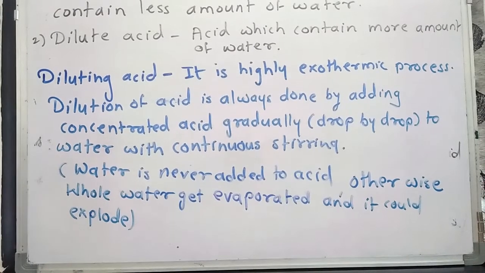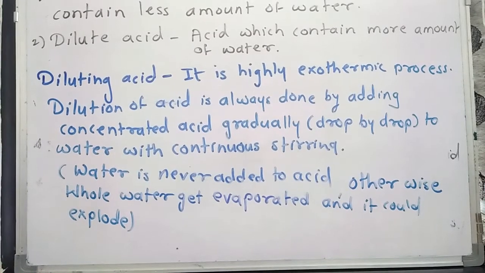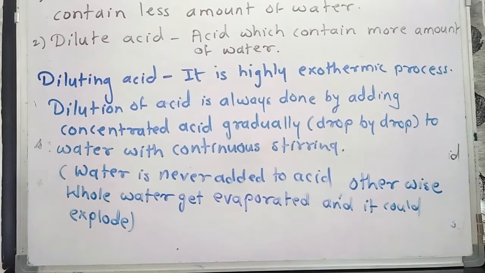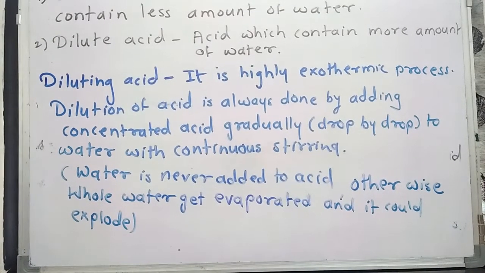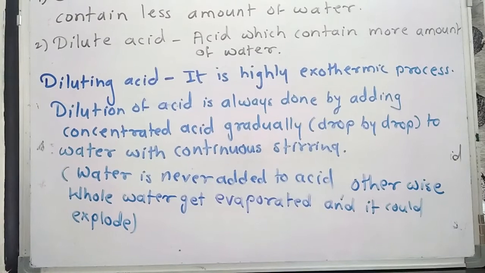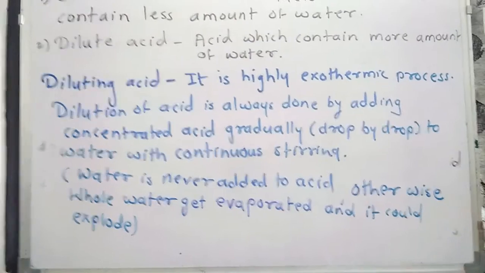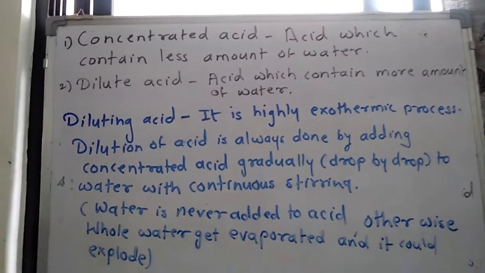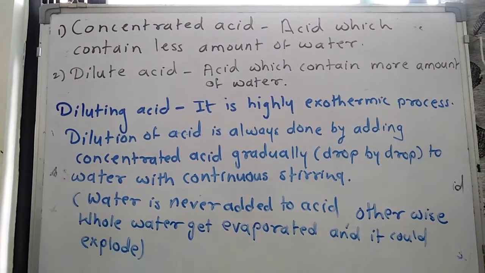We cannot take the acid in a beaker and add the water from above. If we add water directly, the whole amount of water put into the acid, then the water gets evaporated and a high amount of energy is released, and it could explode. It may hurt you. So dilution of acid is always done with the proper process and by taking care. In dilution of acid, we have to add the acid drop by drop into the water.